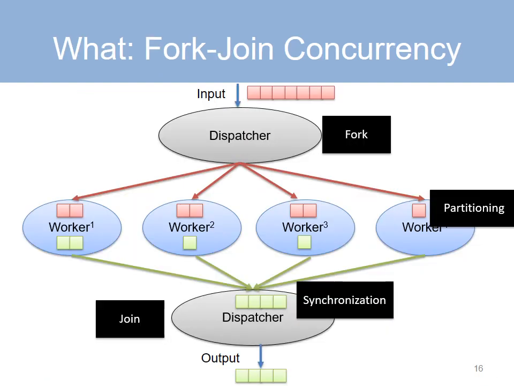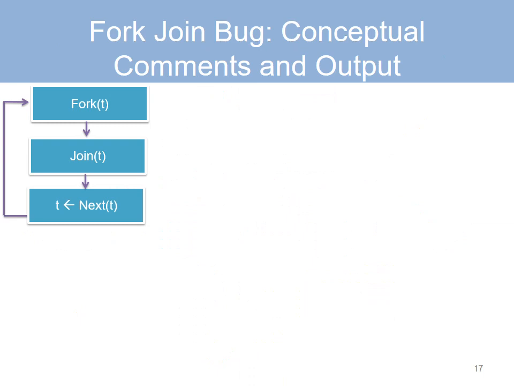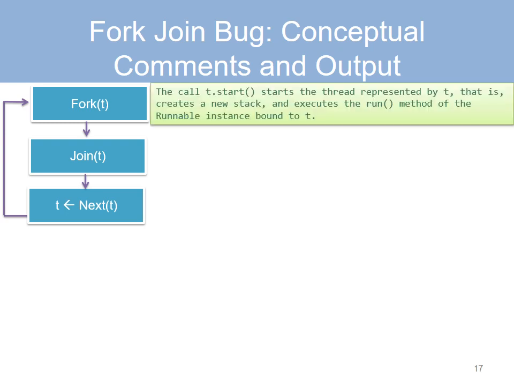I define concurrency as teaching forking, joining, partitioning, and synchronization. So let's talk about how we can teach forking and joining this way. So here's a piece of code that some of you have dealt with actually, that forks and joins. It seems very correct. It's got a fork, it's got a join, it's going through all the threads and creating these threads, but it's wrong.